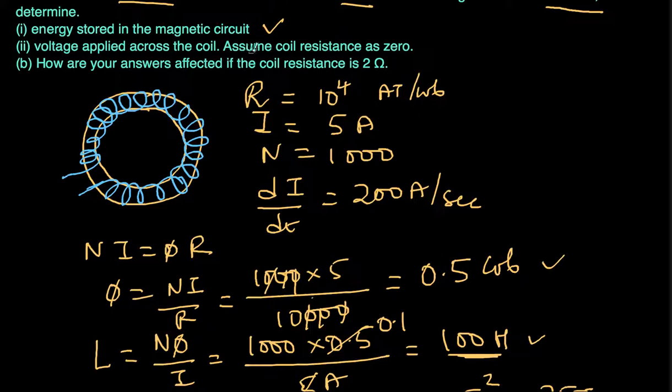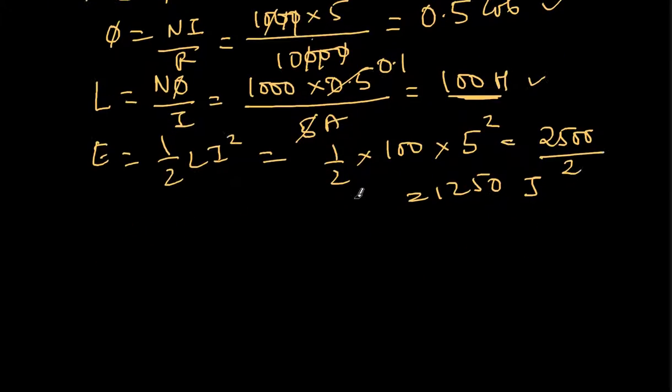Next, the voltage applied across the coil. Assume coil resistance as 0. Some voltage needs to be applied across the coil so that the current is 5 amperes, and the rate of change of current di by dt is 200, that is given. So how much voltage will be induced as the EMF? That we'll have to see.